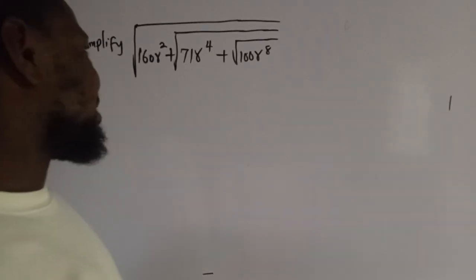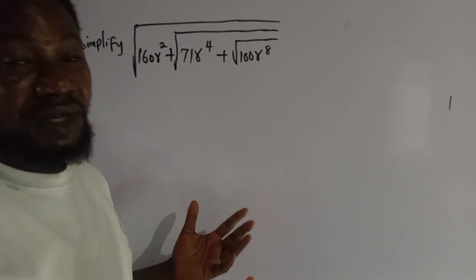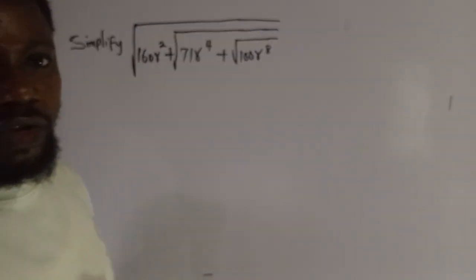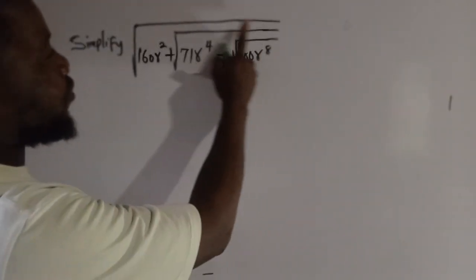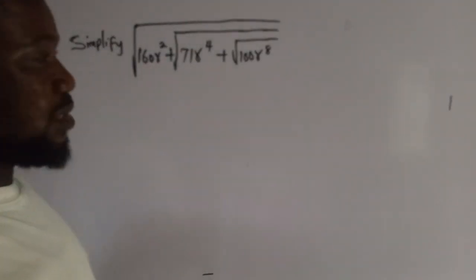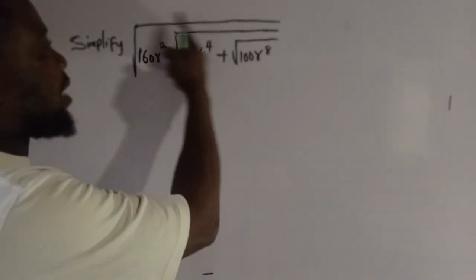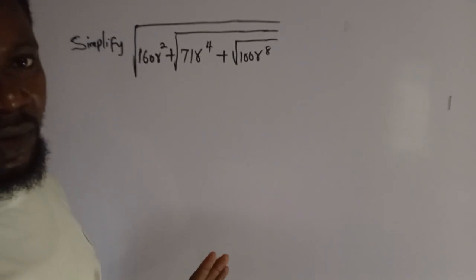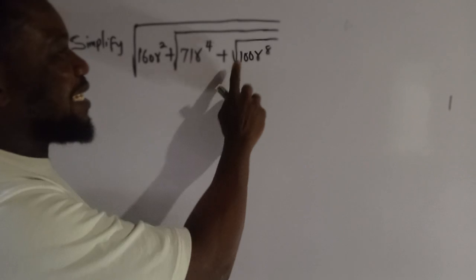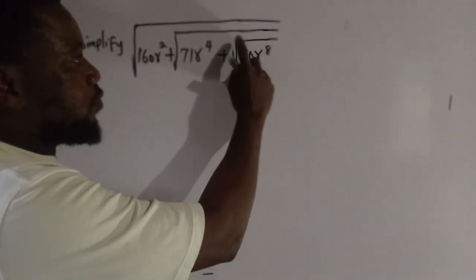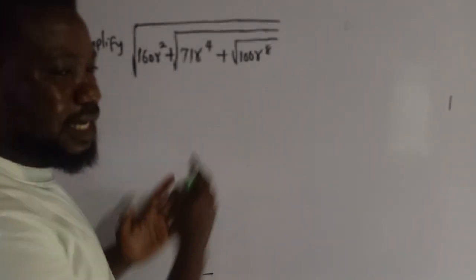Most students, at the sight of this question, get frightened. There's nothing to be afraid of here. So how do we approach this question? The mistake you make is trying to approach it from the outermost term, which is 160r². Once you start from here, you get stuck. So what do we do? We start solving this question from the innermost term, that is from the square root of 100r⁸. So let's get started.